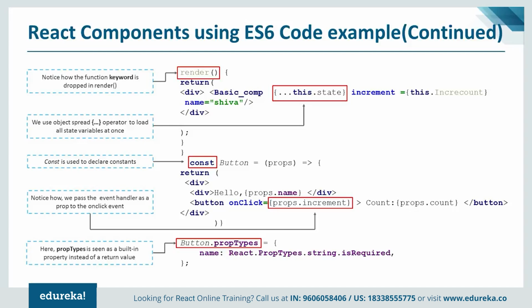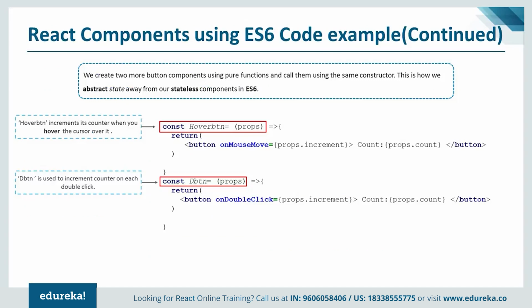So you can see here that the function keyword is dropped in render. We are using the object spread operator to load all state variables at once. Const is used to declare the constants, and propTypes, as you can see here, is seen as a built-in property. It is not returning any value.